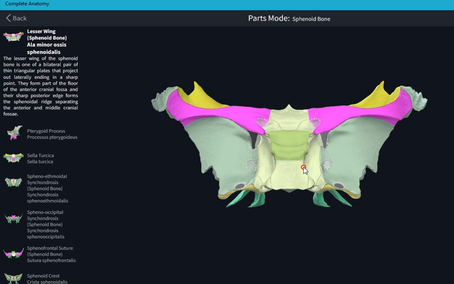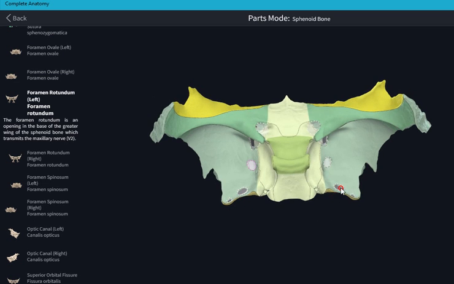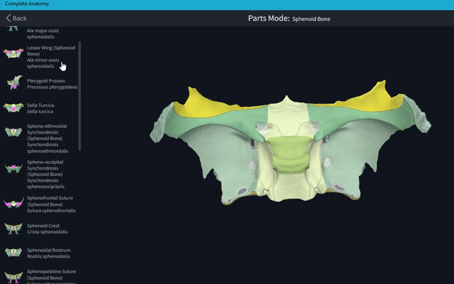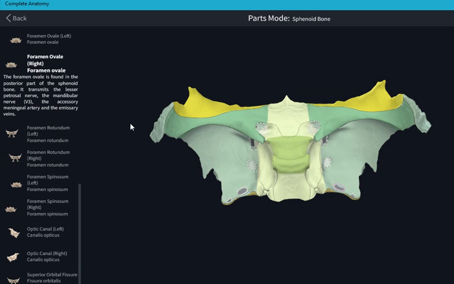Now, the next portion, you see that there's another foramen here, and these foramina are going to be called the Foramen Rotundum. Here you have the Foramen Rotundum. Here you have the foramen. You have the next foramen here. You see the greater wing, and here you have the next foramen, the Foramen Ovale, at this portion here.